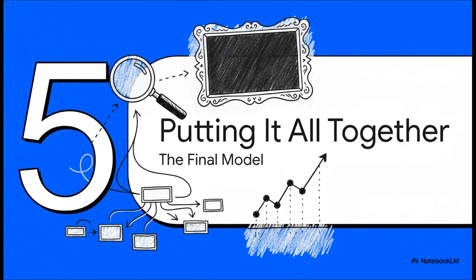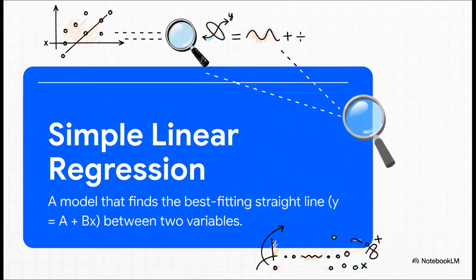Okay, so let's zoom out for a second and put a formal name on this whole process we've just figured out. This whole thing, from start to finish, is called simple linear regression. It's just a mathematical model that gives us that perfect straight line equation, y = a + bx, that does the best possible job of describing the relationship between our two variables, like income and food spending.